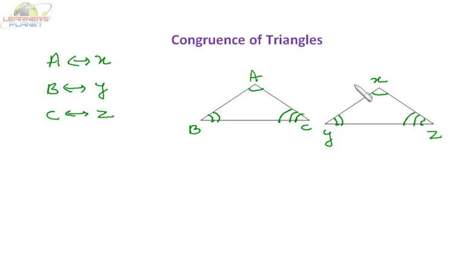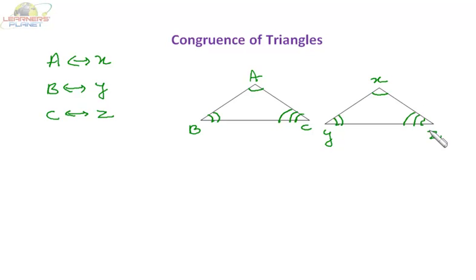One more thing we can observe over here, that is A is matching with X, but A is not matching with either Y or Z. Similarly, B is matching with Y, but B is not matching with X or Z. So the order in which the angles match is important to identify the 6 elements that go on to make the triangles congruent.